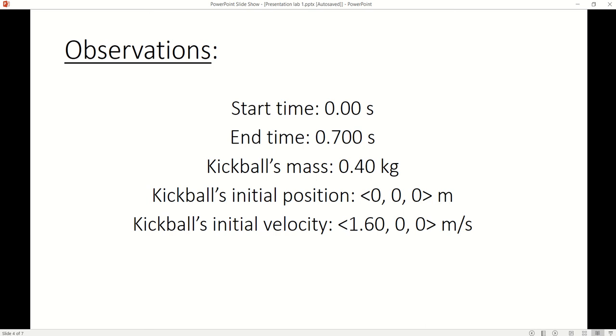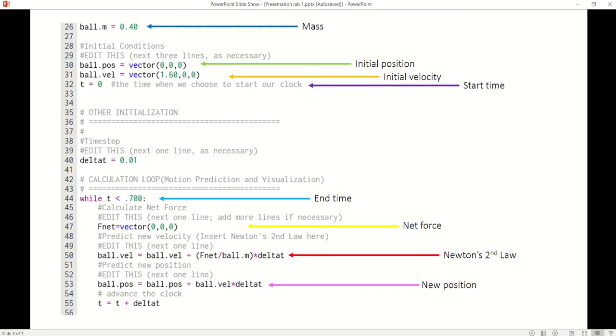I recorded the length of the observation in seconds, the ball's mass, the initial position provided by Tracker, and the initial velocity, which was found by using the formula change in position over change in time for the first two data points in Tracker. I then constructed a computer model of the ball's motion by plugging these values into my VPython code at these given areas.